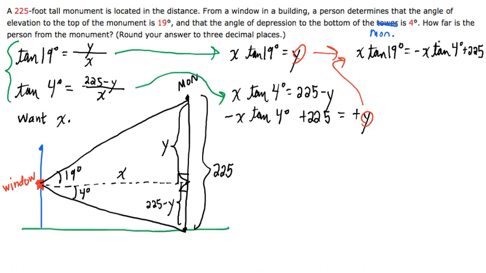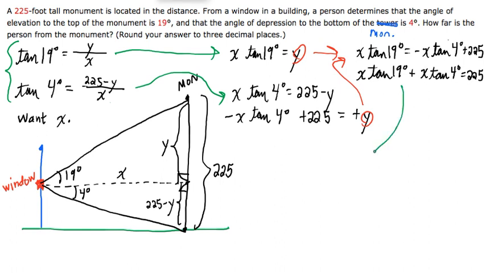Now ultimately we're going to have to approximate tangent of 19 degrees and tangent of 4 degrees on a calculator, but I'm going to do that at the end of the problem. So first let's get all the terms with an x on one side. So I'm going to add this x tangent of 4 degrees to both sides to get x times tangent of 19 degrees plus x times tangent of 4 degrees is equal to 225. And in order to get x by itself, I'm going to factor that out.